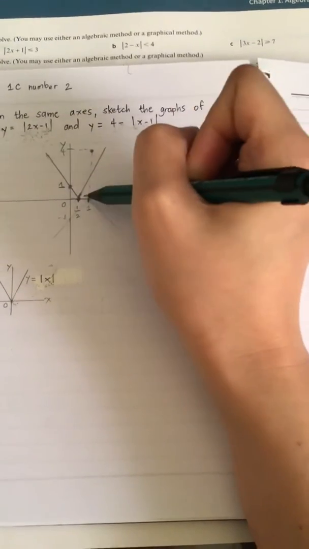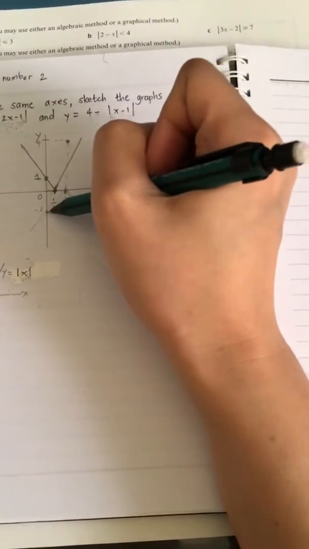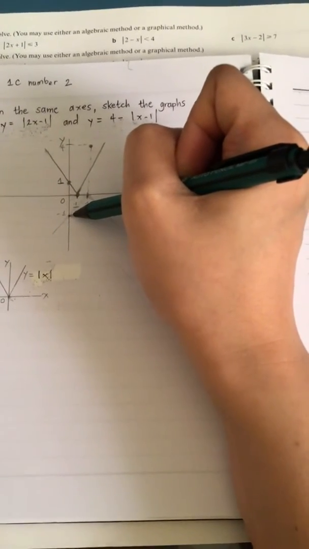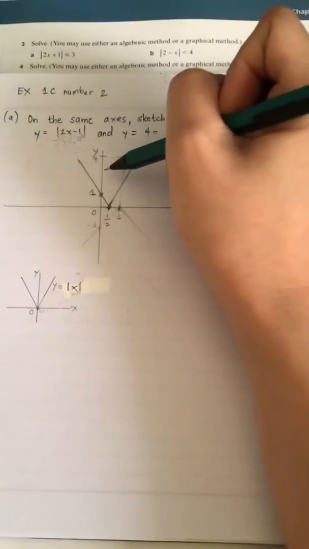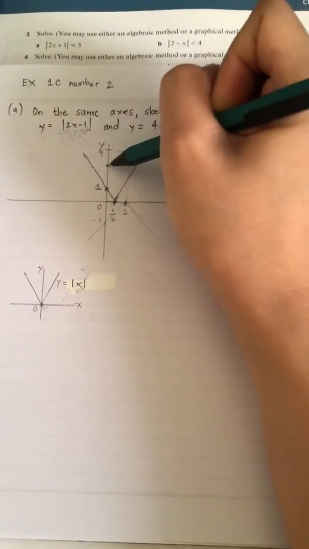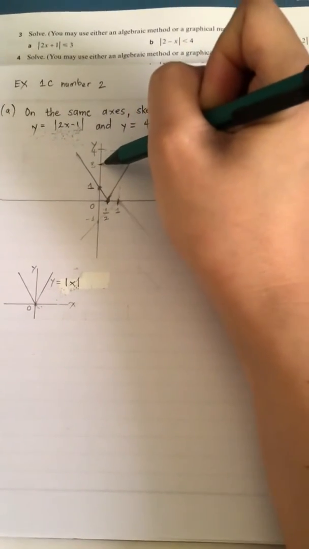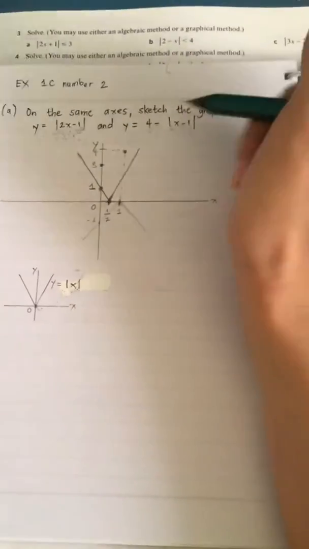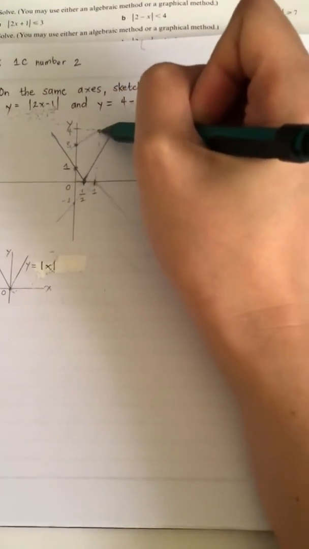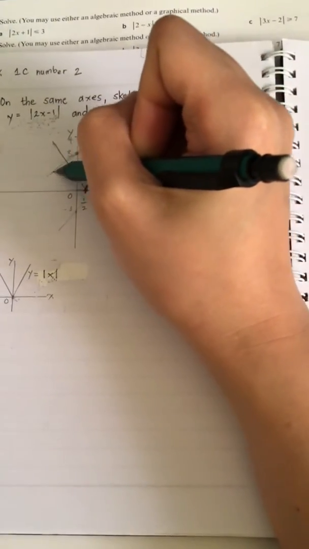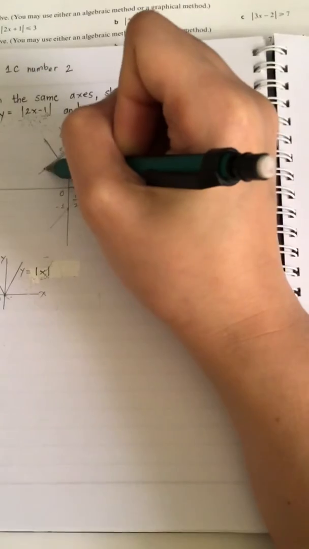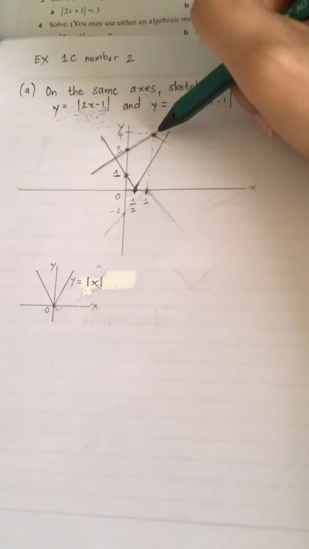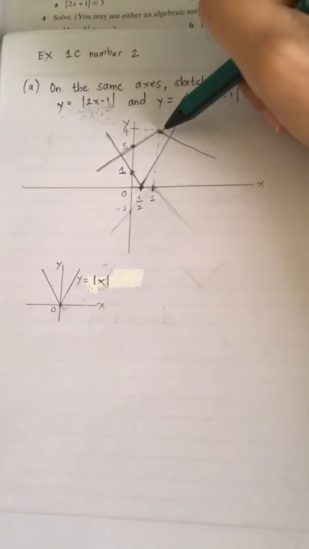Because this graph moved up by 4 units, this too will move up by 4 units. So it will be at positive 3. Let's say it's here, positive 3 here. So now we can draw the graph. I'll use a ruler, but at the moment I cannot. There you go.